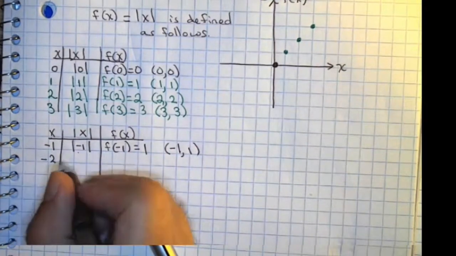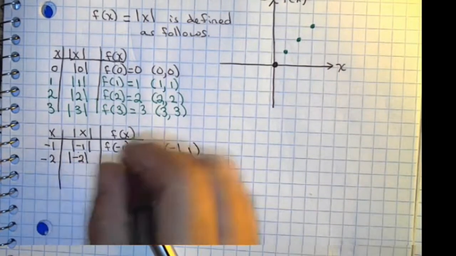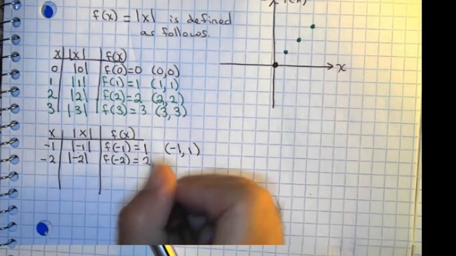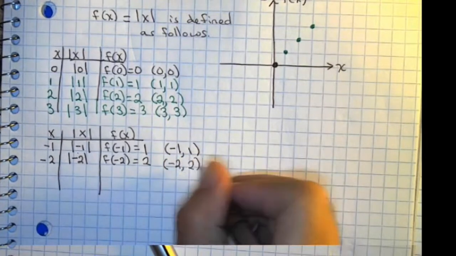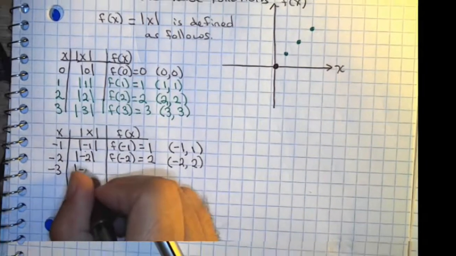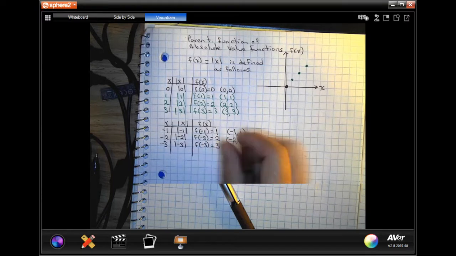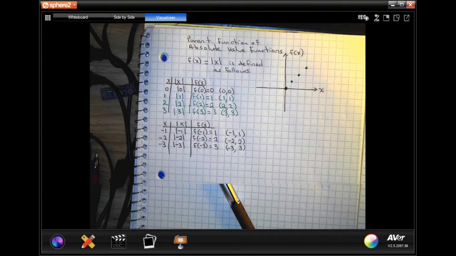Let's see what happens when x equals negative 2. The absolute value of negative 2 is also positive 2. Again, we have a new pattern on the left side of that vertical axis. When x is -3, the f of x is +3.